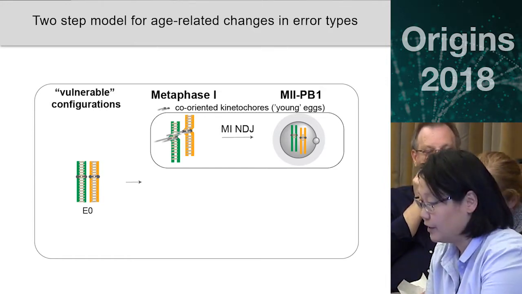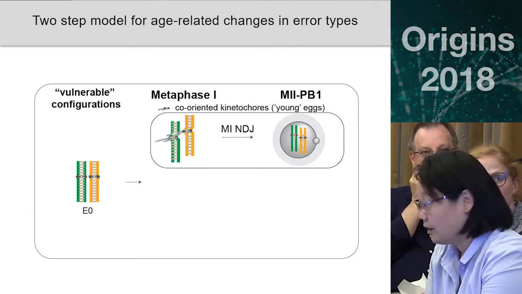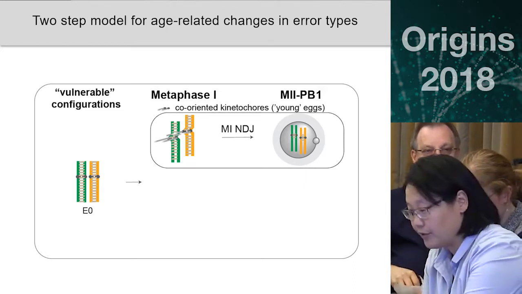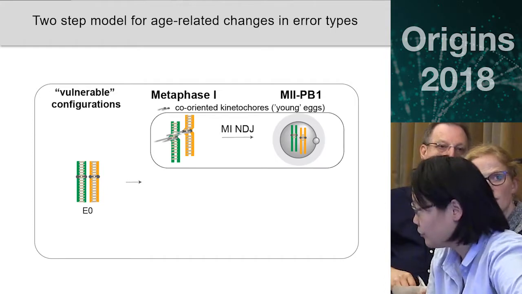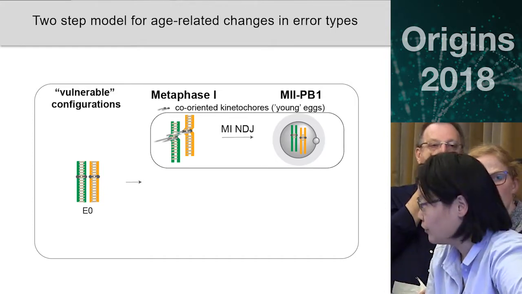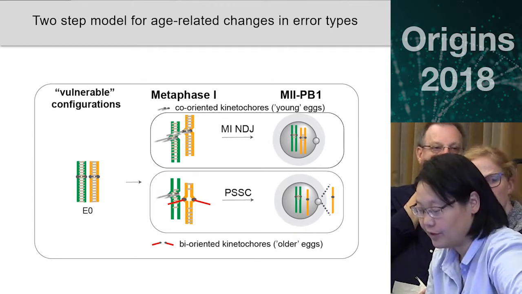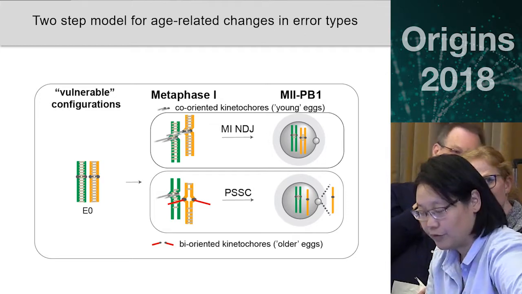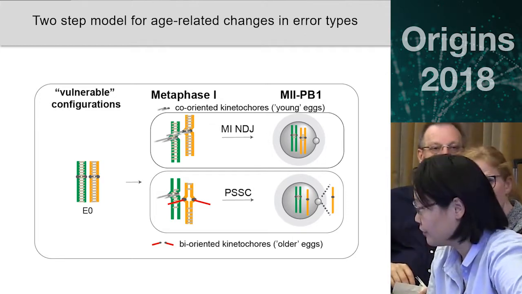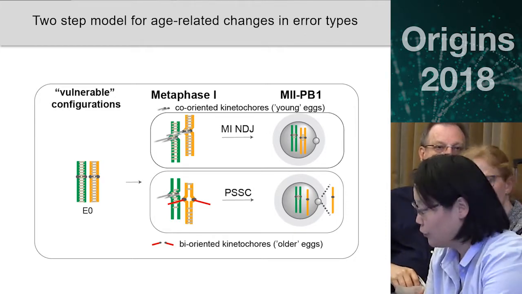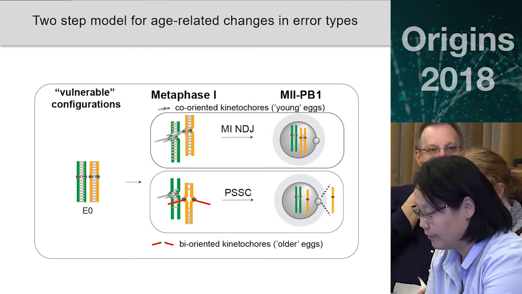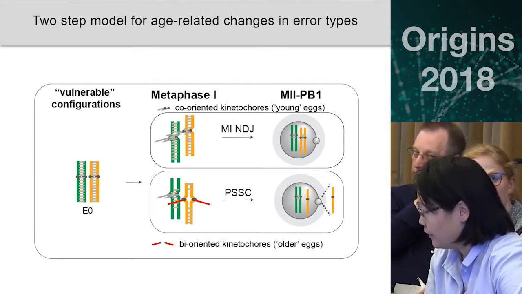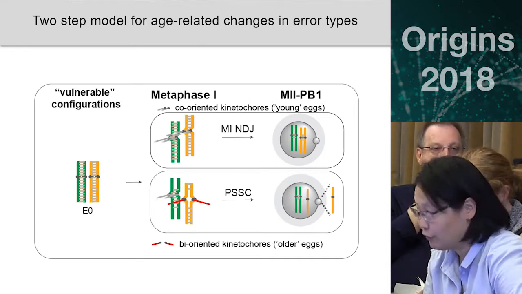But in the younger women, where cohesion is relatively intact, they would do a meiosis I non-disjunction. That's the kind of errors they would make. In contrast, as women age, we see an elevation in a low centromeric cohesion environment. That's also correlated with this kind of bioorientation of kinetochores that we then propose is what precedes the PSSCs. And that would obviously fit very nicely with an age dependence in cohesion loss.